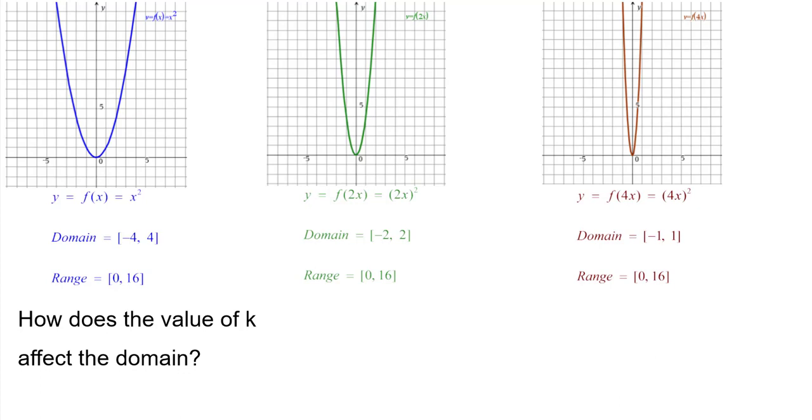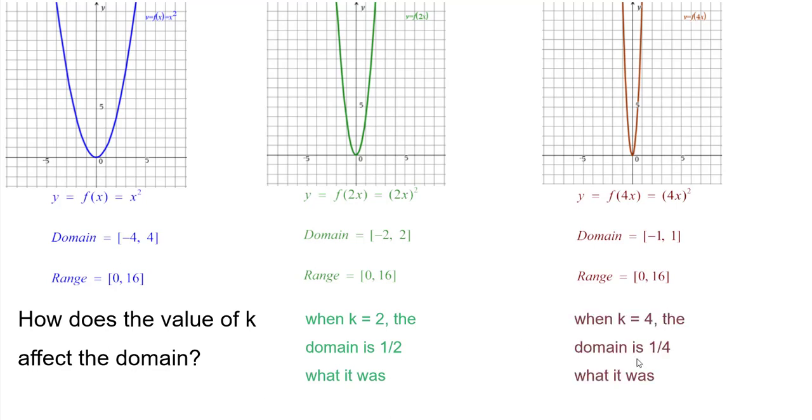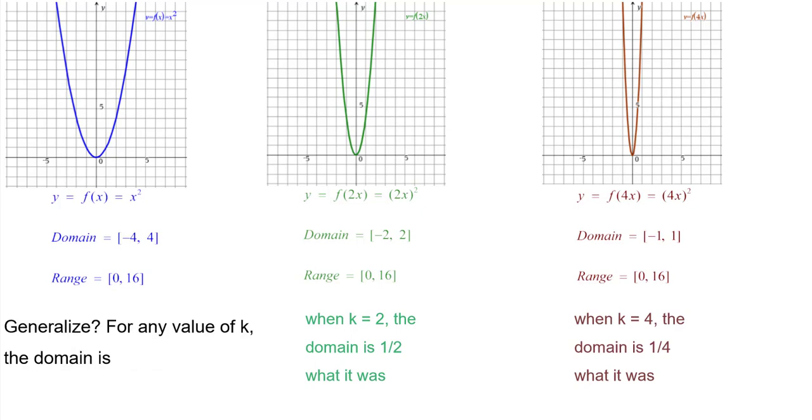How does the value of k affect the domain? Well, when k was 2, the domain was a half of what it was before. K is 4, the domain is a fourth of what it was. So for any value of k, the domain is 1 over k of what it was before.